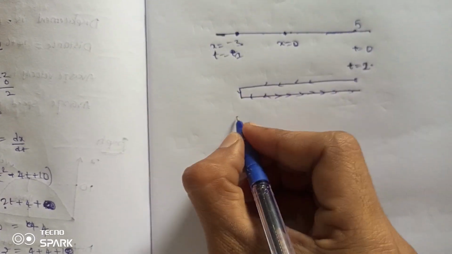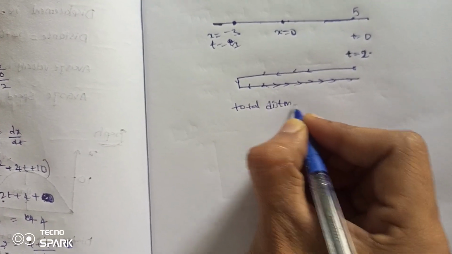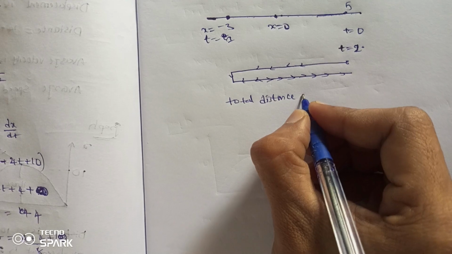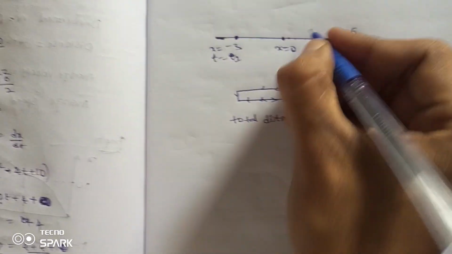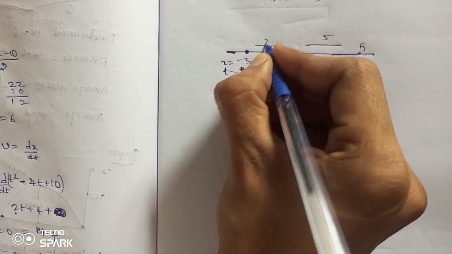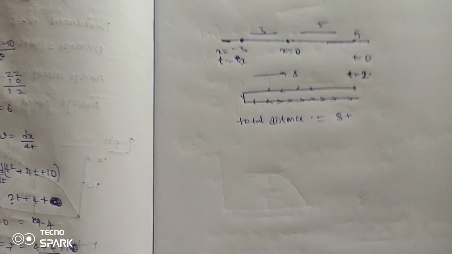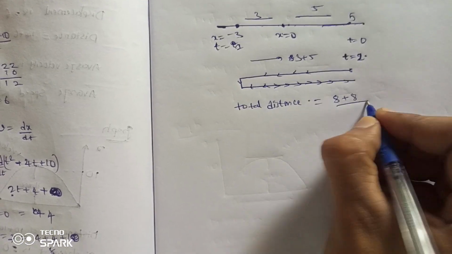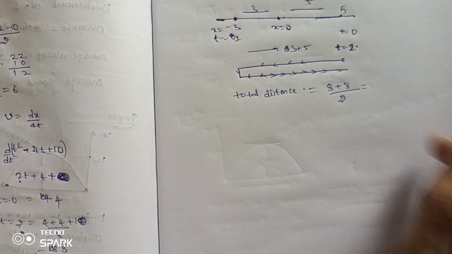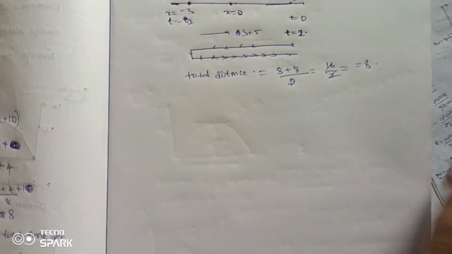And total distance is 8 plus 8, that is 5 plus 3, then return 3 plus 5, total 16, by total time 2, which is 8.